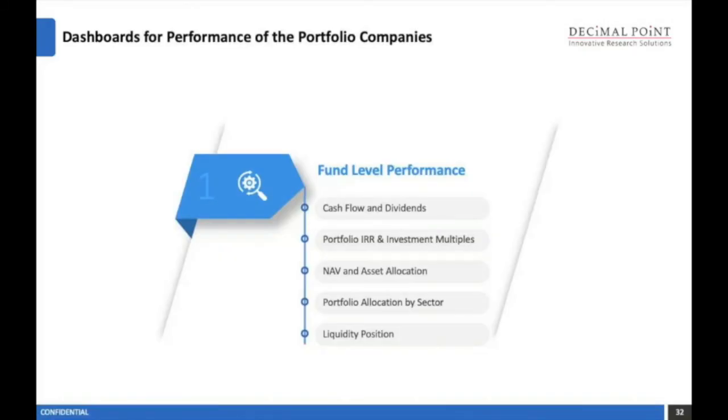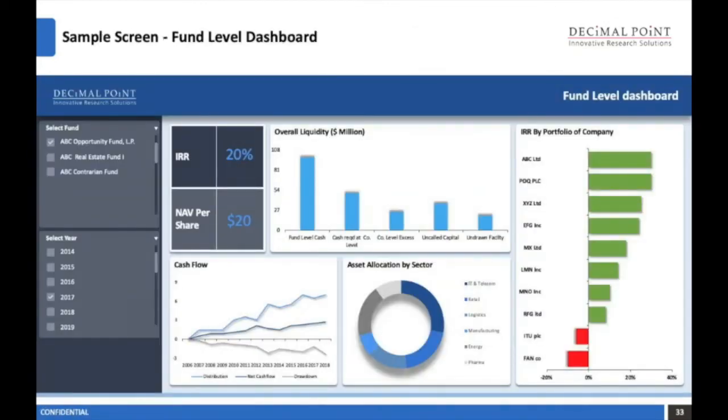I mean, typically a GP or an LP would want to understand what kind of cash flows or dividends are coming up in the business. What is the rate of return that the business is generating? What are the different kinds of exposures to different sectors, and in some cases, what has been the performance by some of the exited companies. And in such a dashboard, if you can see, what has been the liquidity, overall liquidity, rate of return, IRRs by various portfolio companies, etc.